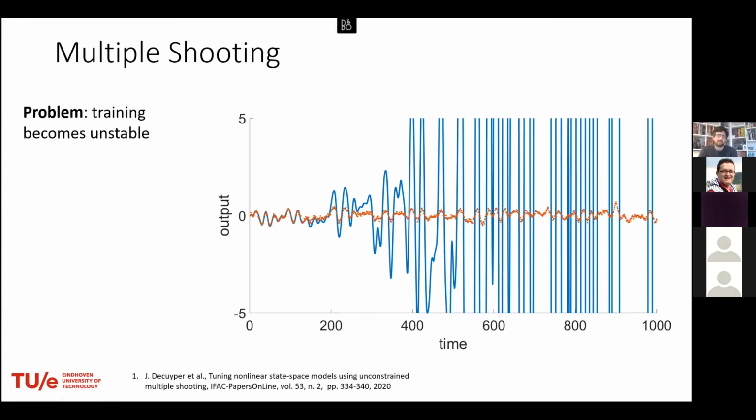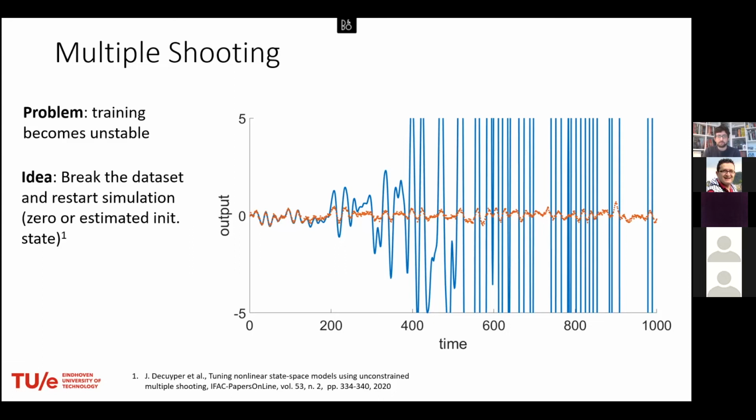Well, one way that has been found to work around that, and this is now the case for an exploding model output, for exploding gradients you can have a similar reasoning, is to break the data sets in parts and restart the simulation at different points. So that's been already applied several times in the past. I refer now to a paper here of Jan Kuiper, but there are also a couple of papers before him that have been doing this.